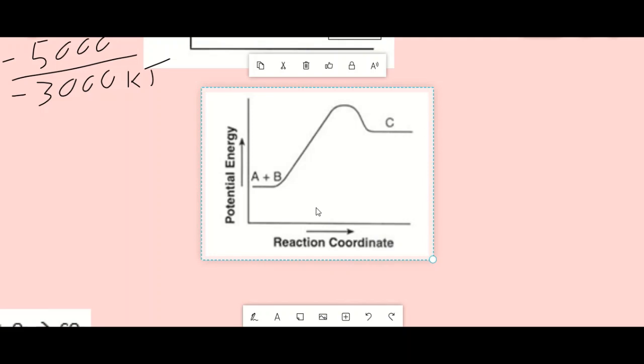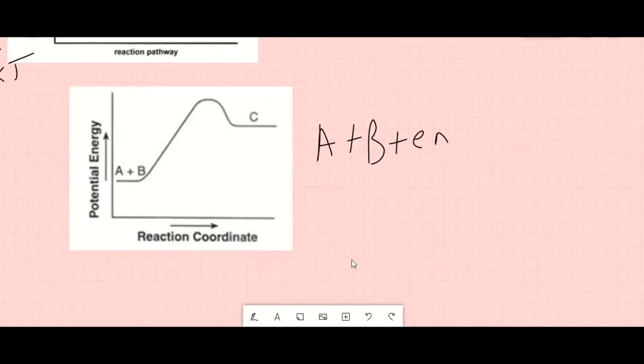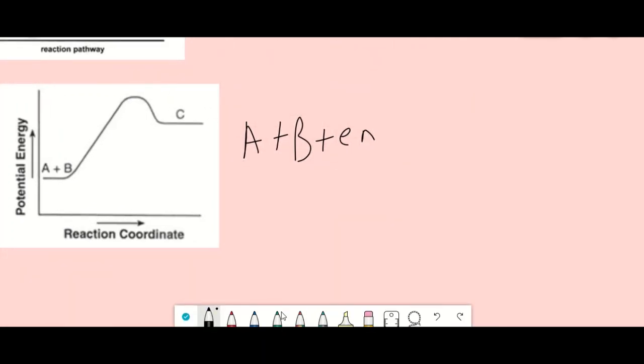So if we wrote down the equation, it would end up looking something like this, where we have, in this equation, it's just going to be A plus B, and then you have to add energy right there. We'll put energy, actually let me make some more space right here, plus energy goes to C. So in this case, it would just be some energy amount right there, however many kilojoules of energy is required. And this shows that energy is absorbed.